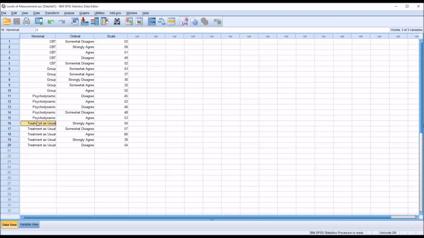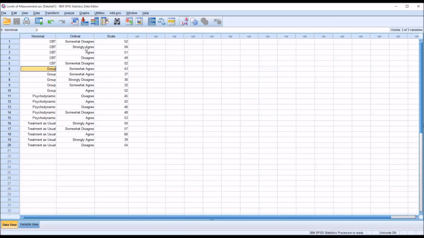So these levels cannot be ranked. And that's why they're specified here as nominal. They are all simply categories, but there's no way to rank them from lowest to highest. If I only had two levels here, say just the CBT and group counseling, that would still be a nominal variable, but we refer to it as a dichotomous variable as well. It would be both nominal and dichotomous.